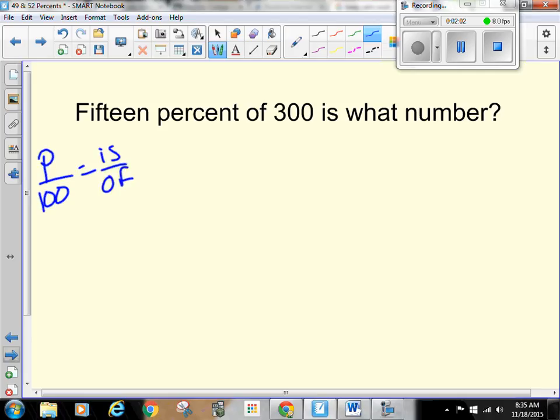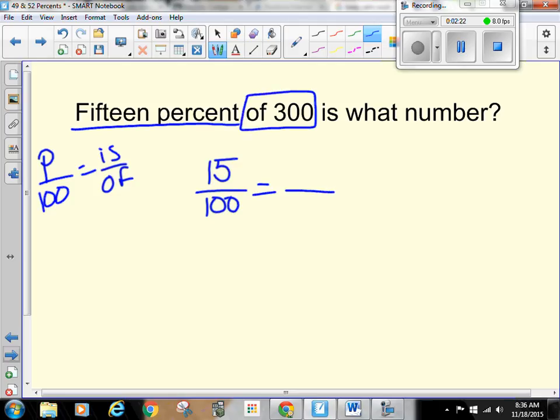All right, let's find those missing parts. 15% of 300 is what number? All right, so 15% goes over our 100, and we don't have to use the percentage sign. Setting it equal, it says is over of. Well, here we have of 300, so that goes in the bottom. And we're looking for is, what number? So we don't know that, so we put a variable for those things we don't know. So now we're going to go ahead and cross multiply.